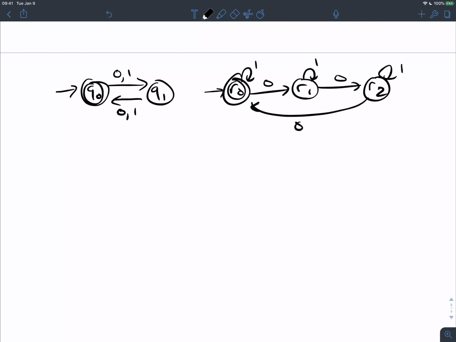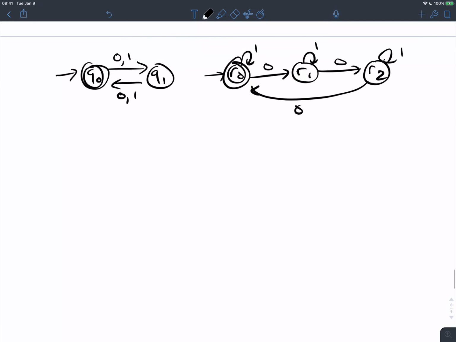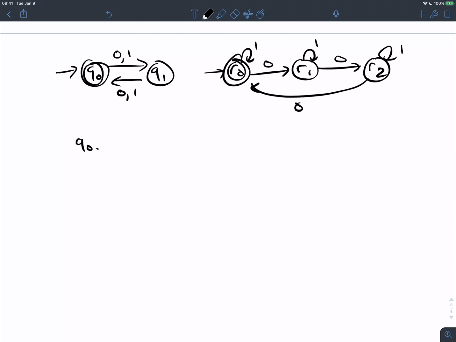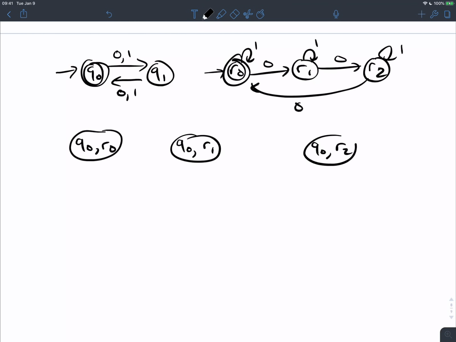Well, let's see. If I want to do the product construction on this, how many states am I going to have? 6, because it's 2 times 3. So let's do that. I'm not going to put the parentheses around because it just complicates things, but I'm going to put the names of the states. Let's see, Q1R0, Q1R1, Q1R2.